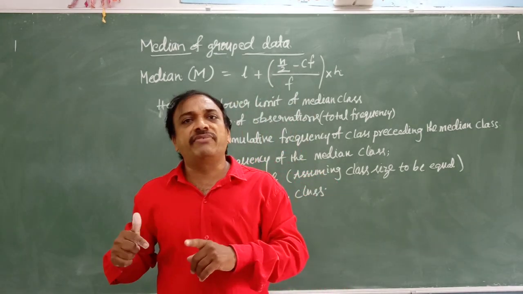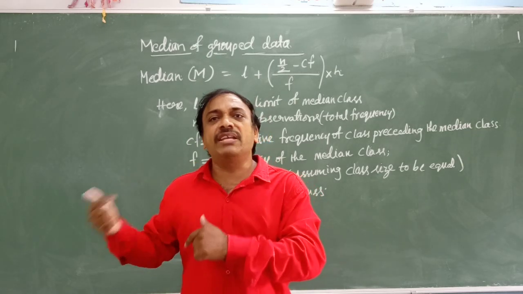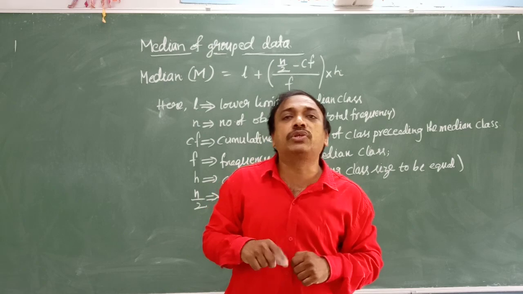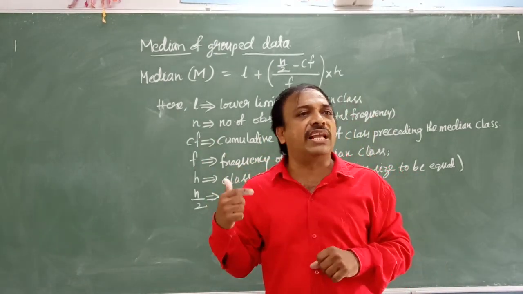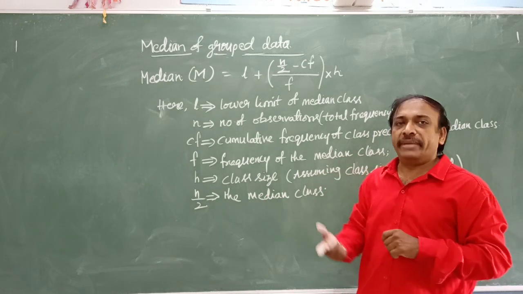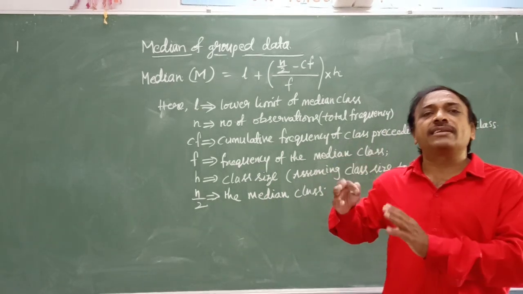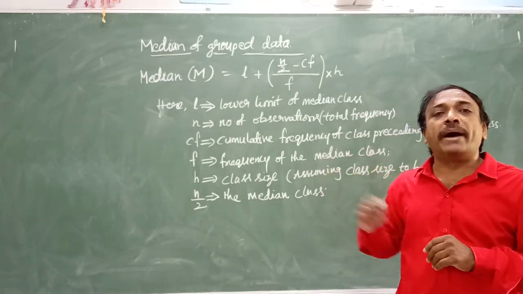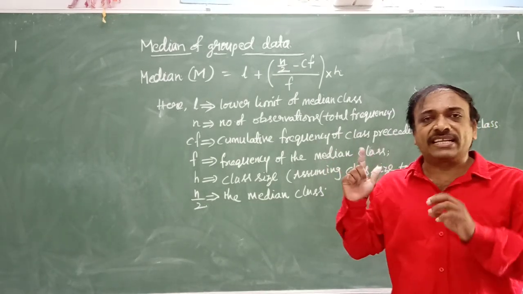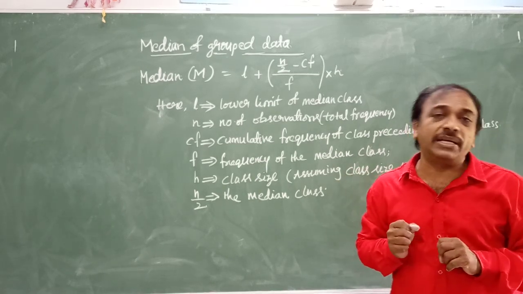If the number of observations is an even number, then the average of the two middlemost values will be the median. So the (n by 2)th observation plus the (n by 2 plus 1)th observation, divided by 2. In the first class I think we have discussed this median for ungrouped data.